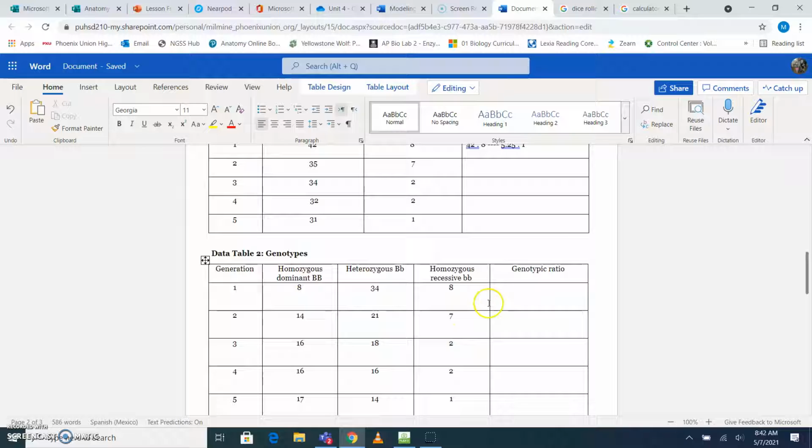Now let's look at the genotypic ratio. We have 8 homozygous dominant. We have 34 heterozygous, and we have 8 more that are homozygous recessive. And again, we need to reduce this. So to reduce this, we have to divide by whichever one of these numbers is the lowest, and that will take that number to 1. Conveniently, our lowest number is 8, and that's these two numbers, so 8 divided by 8 is 1.